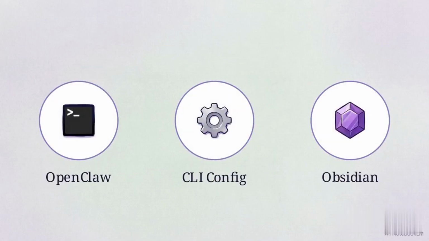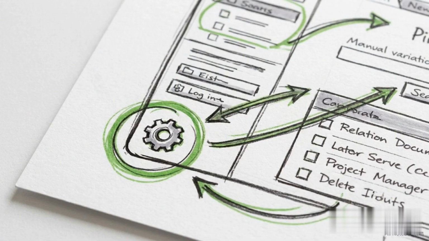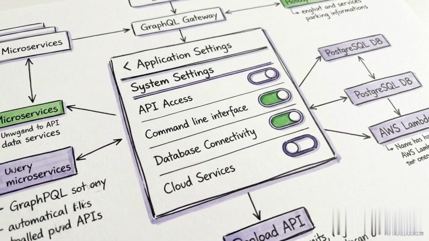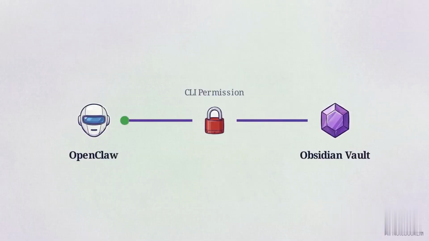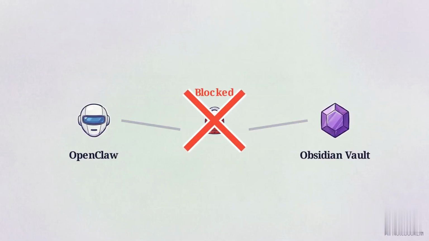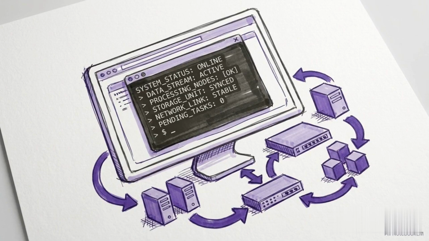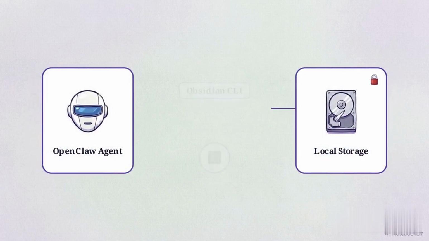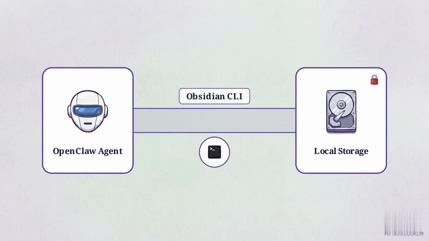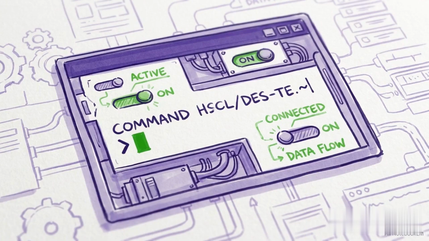Now we need to configure Obsidian to accept outside instructions. Go to the bottom left corner and click the gear icon to open your settings menu. Scroll down until you see the command line interface option and toggle it on. If you skip this, the AI agent will be completely blocked from accessing your notes later. By enabling command line access, you bypass the standard graphical menus. This creates a direct text-based pipeline, so the external AI framework can read and write files directly to your hard drive.